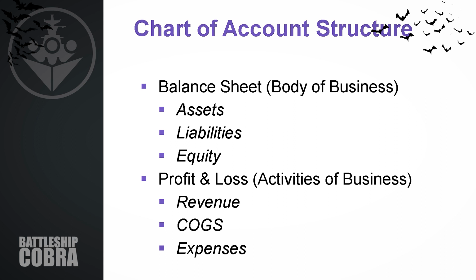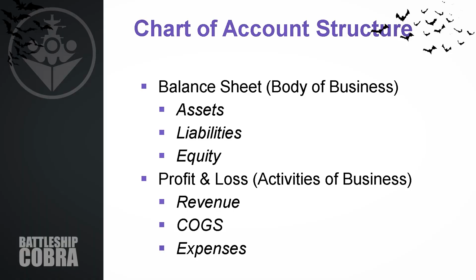So more on the chart of account structure. Again, I wanted to talk about how the balance sheet is like the body of the business. These are perpetual things where you run them on a specific date and it tells you what your body of your business looks like. What do you own? What do you owe to other people? And what do you owe to your owners, or what is owned? What percentage of the business is equity, shares, etc.